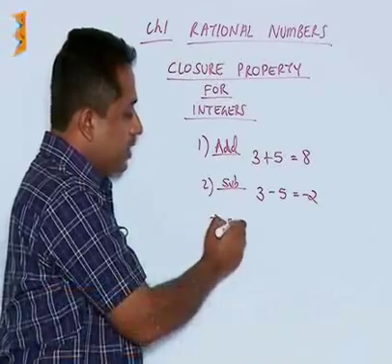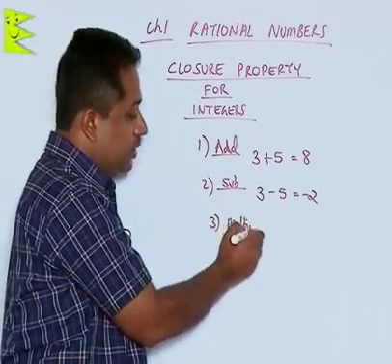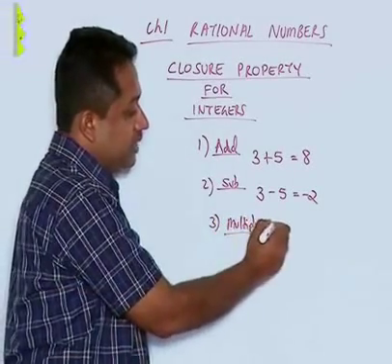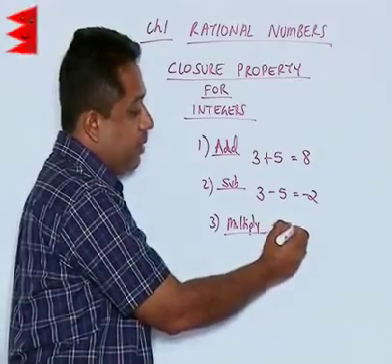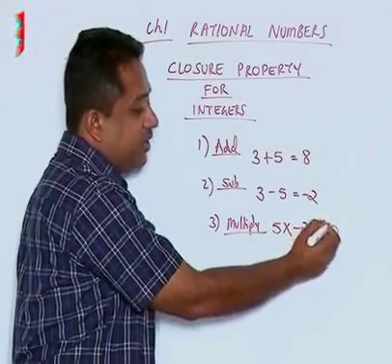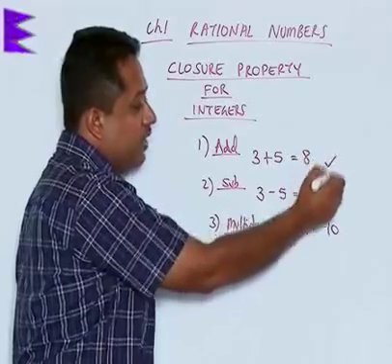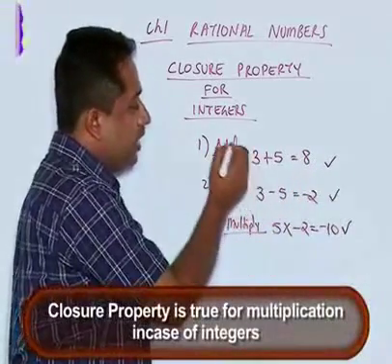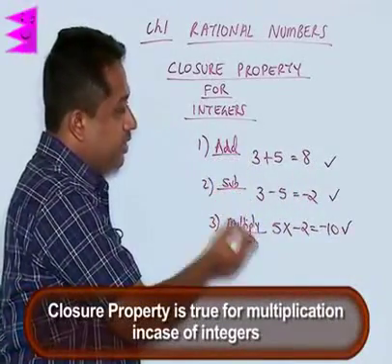What about multiplication? When we multiply two numbers which are integers, let's say 5 multiplied by minus 2, the result is again an integer. So we find that the closure property holds good in case of addition, subtraction and multiplication.